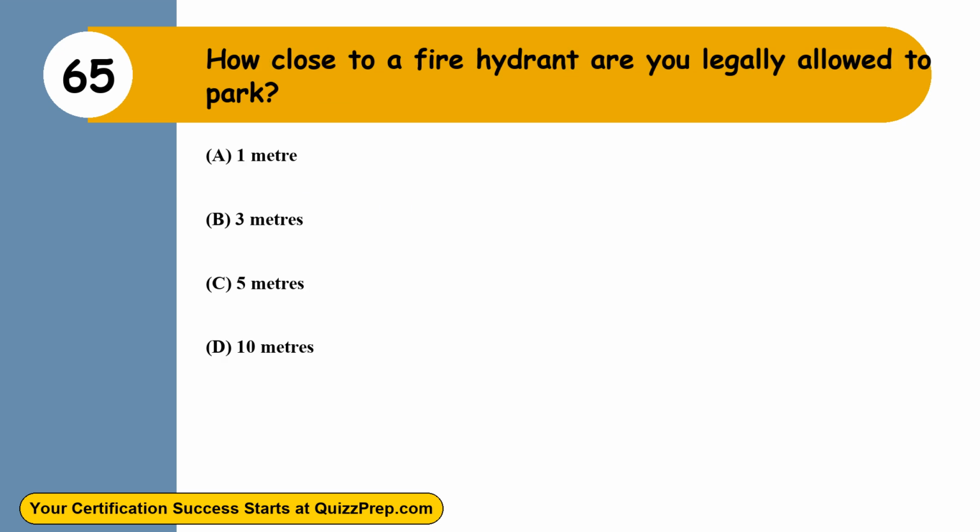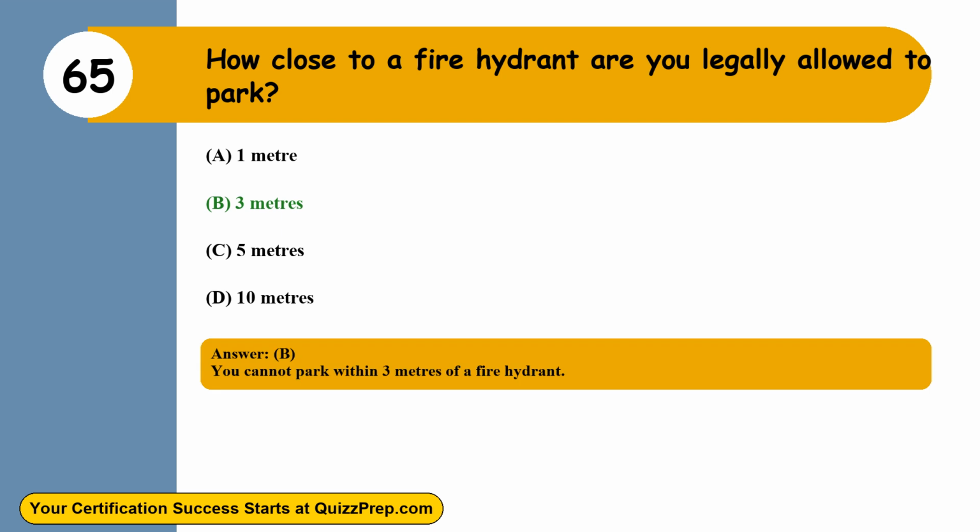Question 65. How close to a fire hydrant are you legally allowed to park? Option A, 1 meter. Option B, 3 meters. Option C, 5 meters. Option D, 10 meters. The correct answer is option B, 3 meters. You cannot park within 3 meters of a fire hydrant.